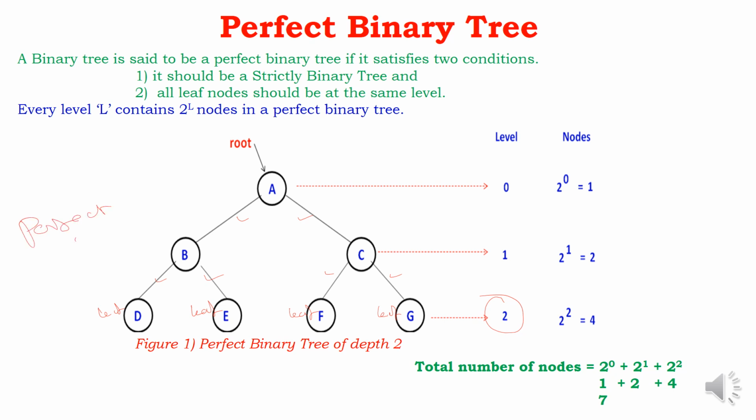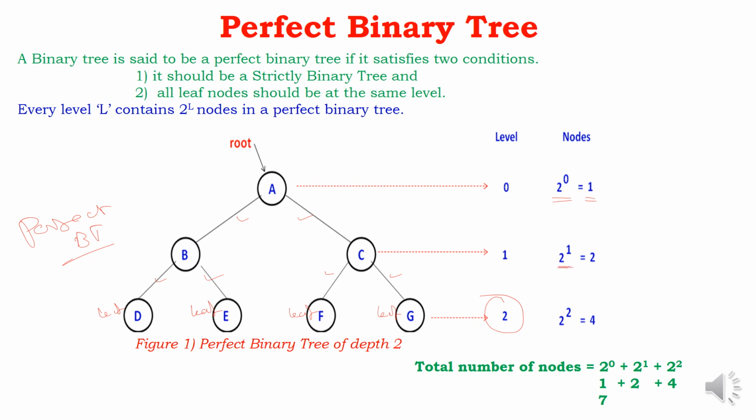Perfect binary tree. In a perfect binary tree, at every level there are 2 to the power L number of nodes. See, level 0 has 2 to the power 0 number of nodes. So 2 to the power 0 is 1. So at level 0 there is 1 node. At level 1, 2 to the power 1 number of nodes. 2 to the power L, where level is 1.